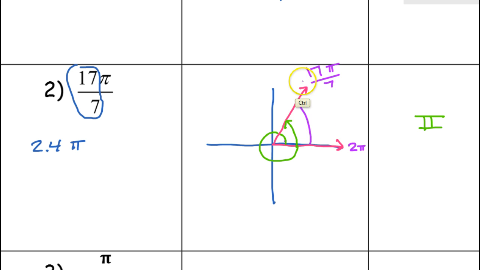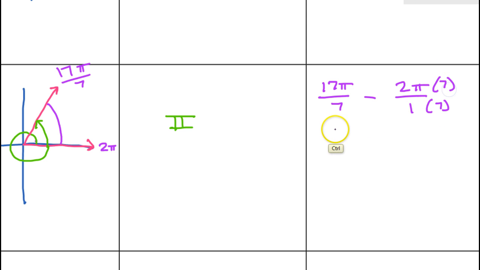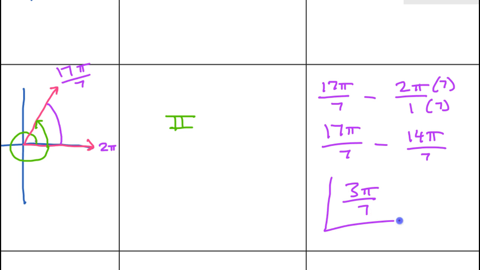So the reference angle is going to be the difference between these two: the difference between 17 pi over 7 and 2 pi. So if I want to find the reference angle, I just need to subtract. So I will do 17 pi over 7 minus 2 pi. Okay, I will need like denominators, so that's going to make 17 pi over 7 minus 14 pi over 7. So that's going to make 3 pi over 7. So that will be the reference angle.